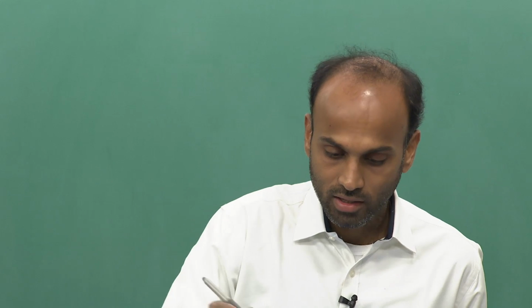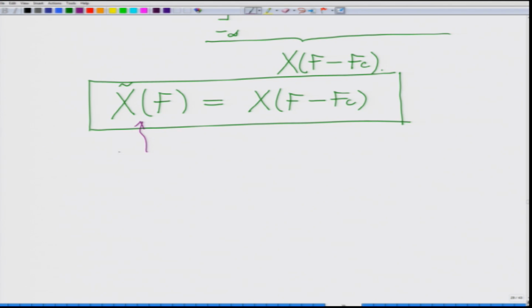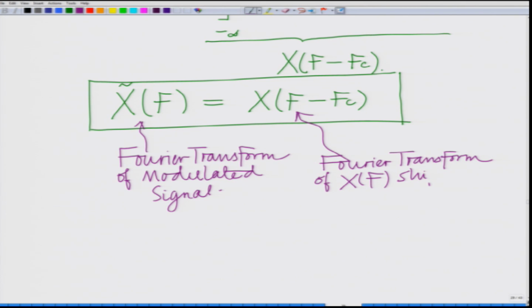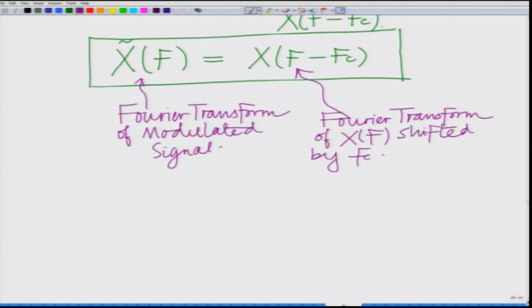So, what we have is x tilde of f, the Fourier transform of x(t), which is simply the Fourier transform of x of f shifted by f c. So, modulation in time. The principle is modulation in time.